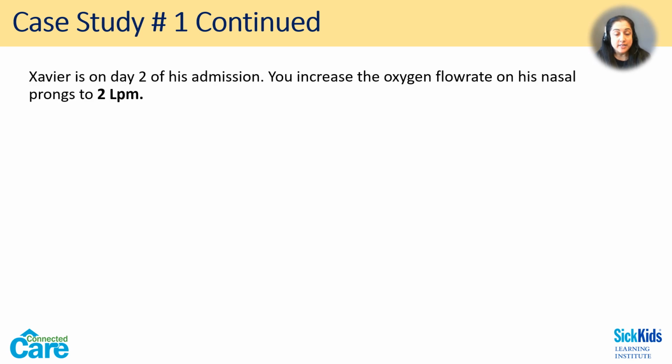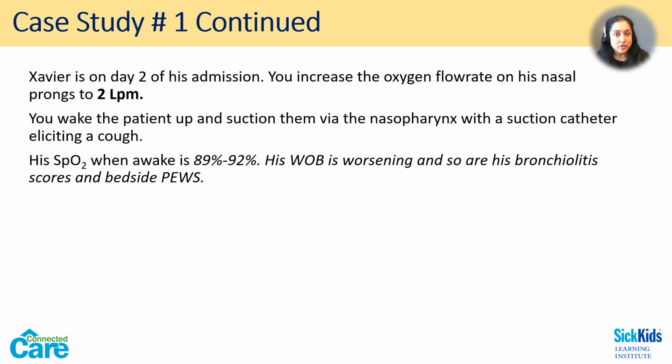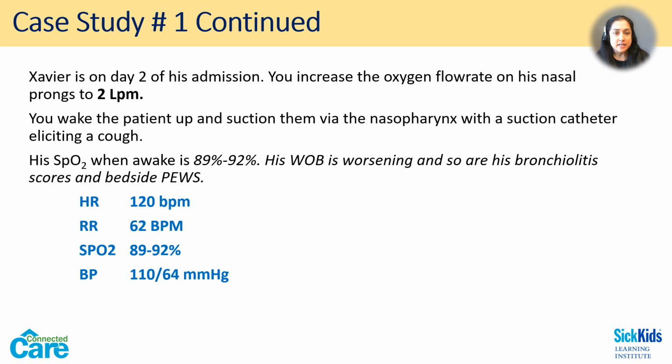Xavier is now on day 2 of his admission. You increase the oxygen flow rate on his nasal prongs to 2 liters per minute. You wake the patient up and suction him via the nasopharynx with a suction catheter, eliciting a cough. His SATs when awake are 89 to 92%. His work of breathing is worsening, and so are his bronchiolitis scores and bedside PEWS. His vitals are heart rate of 120 beats per minute, respiratory rate 62 breaths per minute, SATs between 89 and 92%, and his blood pressure is up at 110 over 64. So what would be your next step?